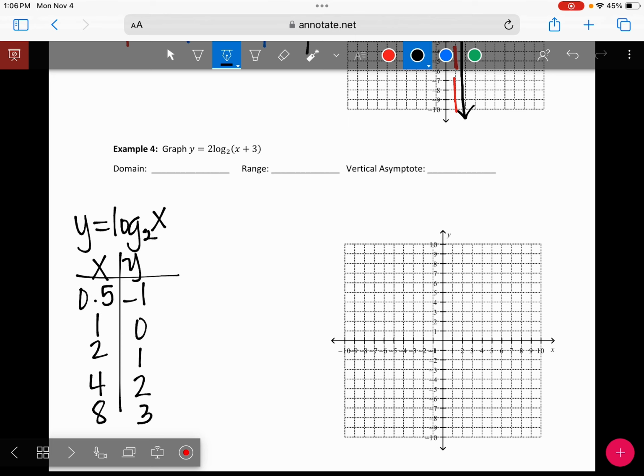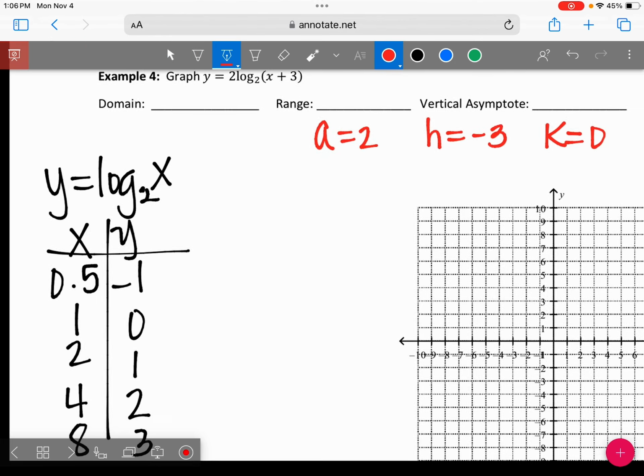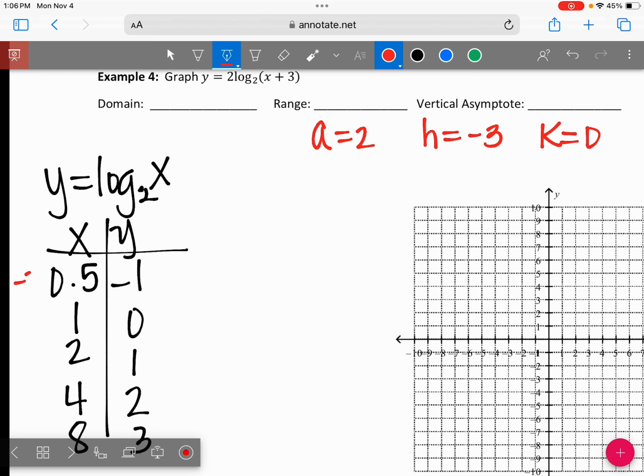So when I copy it, okay. What is the A value in this one? What's A? 2. A is 2. What's H? -3. And what's K? 0. So go ahead and apply your transformations. You're going to add -3 all the way down, and then you're multiplying by 2 and adding 0 all the way down.